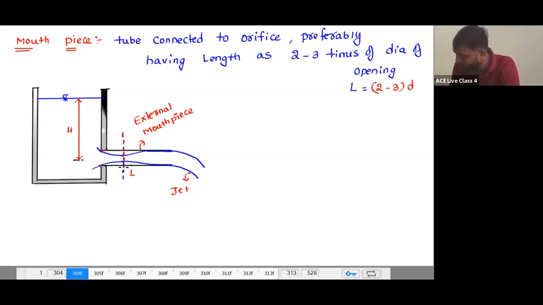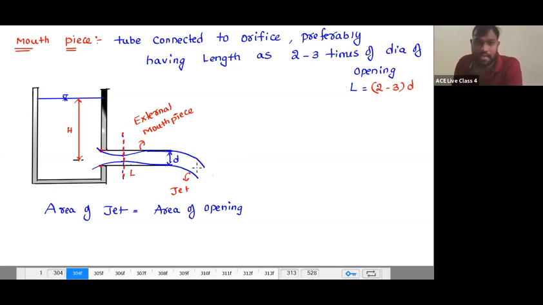Now you tell me, in this portion, in the case of the mouthpiece, while the jet is coming out, what is the area of the jet here? The area of the jet is nothing but the area of the opening. Whatever the diameter is there, the same diameter. So the area of the jet is nothing but the area of the opening.